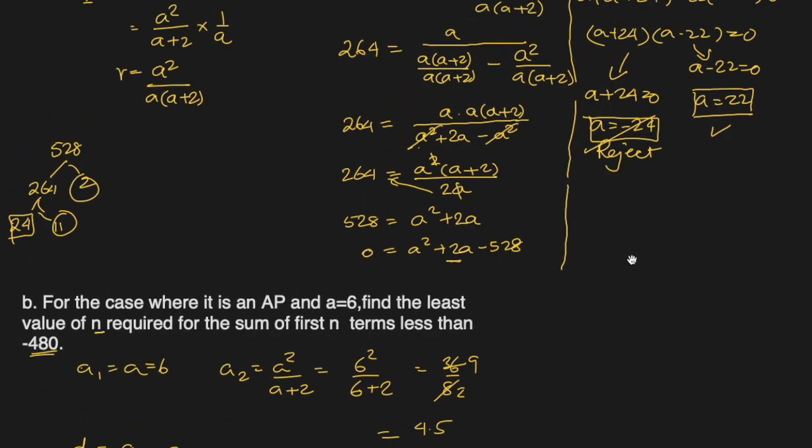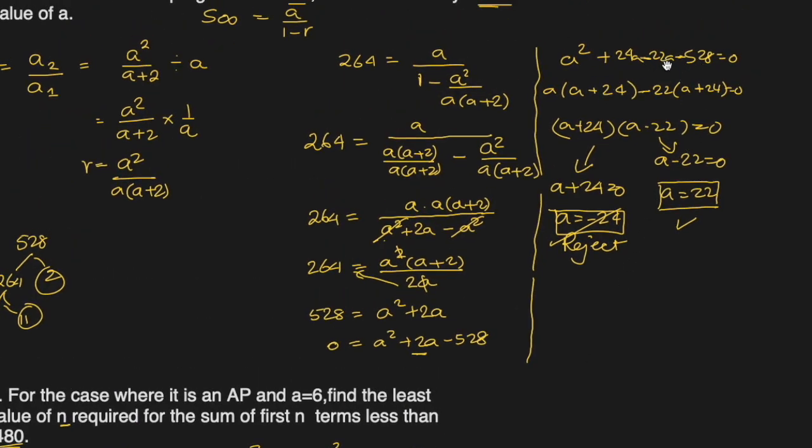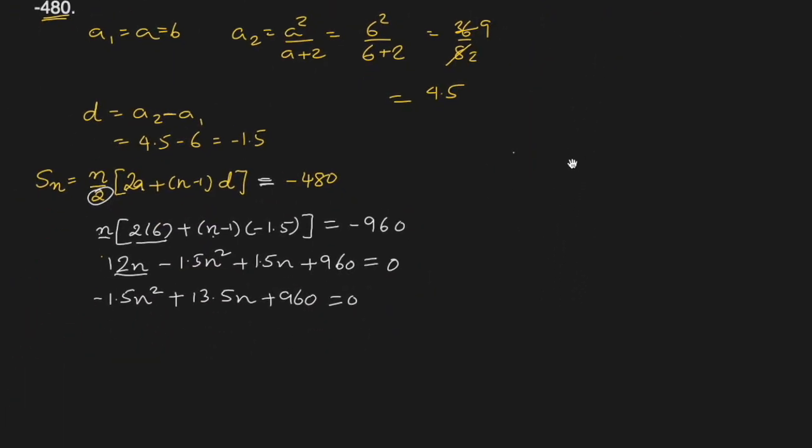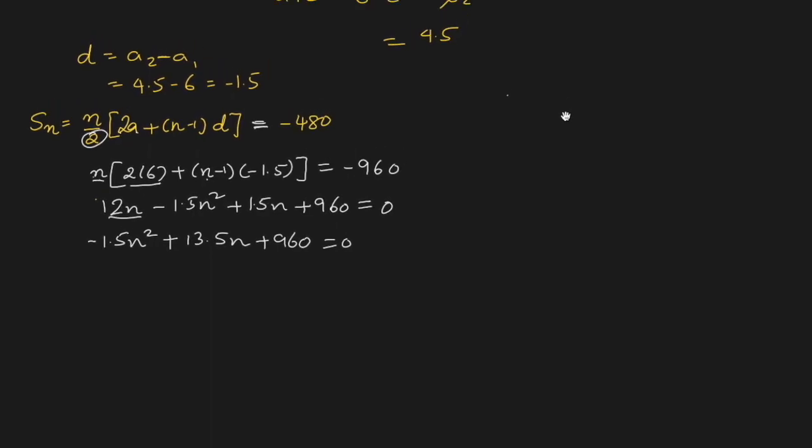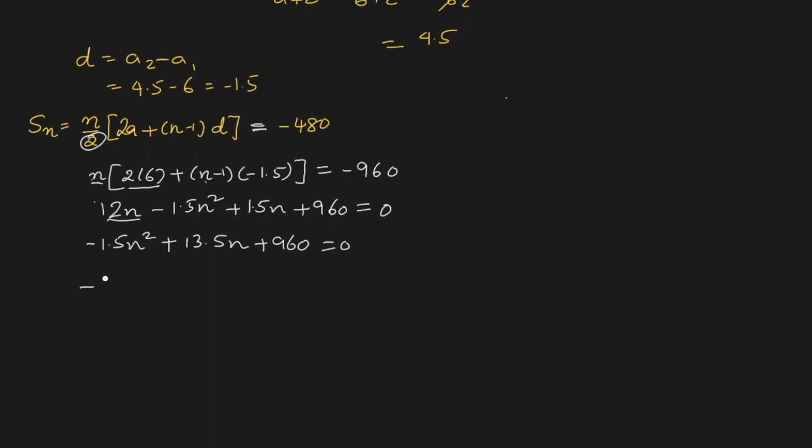Like I split it here in this one, I split 528 and then I got 24 and 22. That is not possible here because it is going to be a decimal number, so it's better to use our favorite quadratic formula again. So b square minus 4ac over 2a. So what is minus b? 13.5. Negative 13.5 plus minus square root.